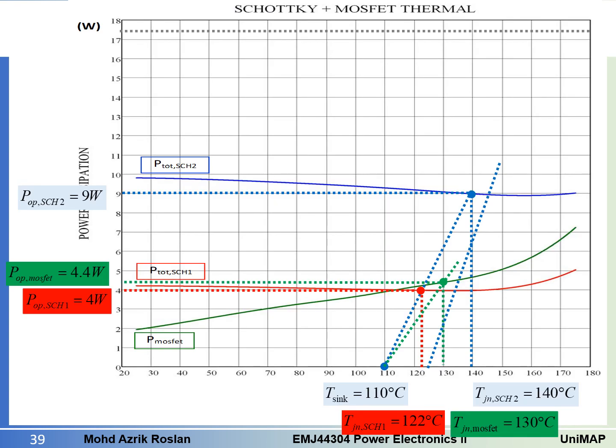So if you want to draw it, this is the total power at this particular point. And then you will connect it to the ambient temperature 35 degrees C, and this is the curve or the slope of the Rth sink to ambient.